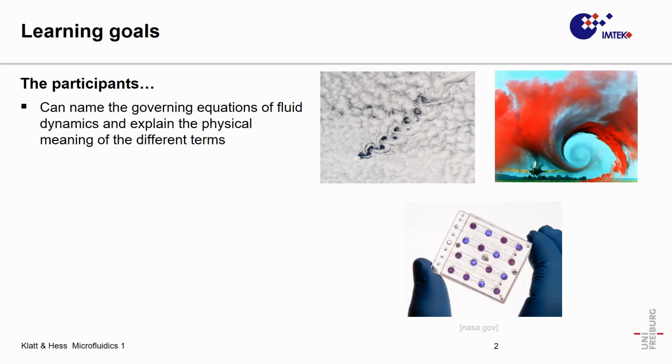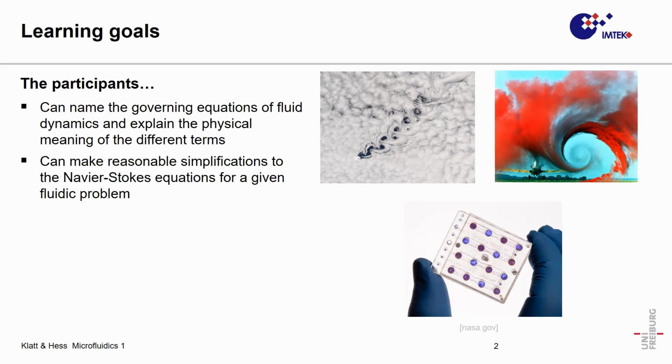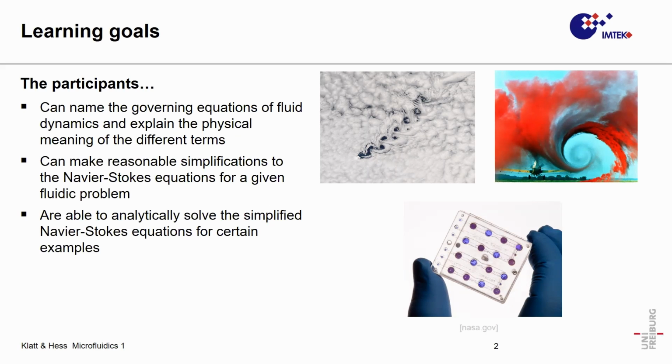At the end of the lecture, you should be able to name the governing equations of fluid dynamics and explain the physical meaning of the different terms. Additionally, you can make reasonable assumptions and simplifications to the Navier-Stokes equations for a given fluidic problem. You should also be able to analytically solve the simplified Navier-Stokes equations for certain examples. And finally, you can describe the characteristics of microfluidic flow.